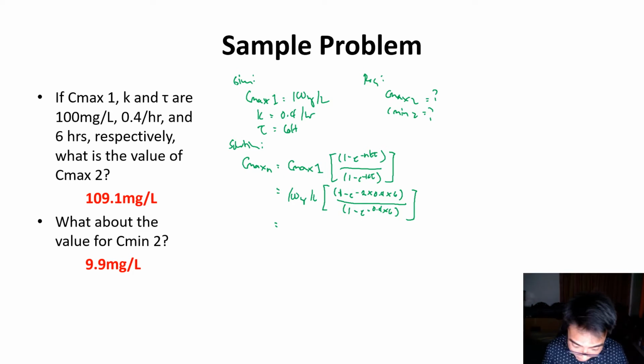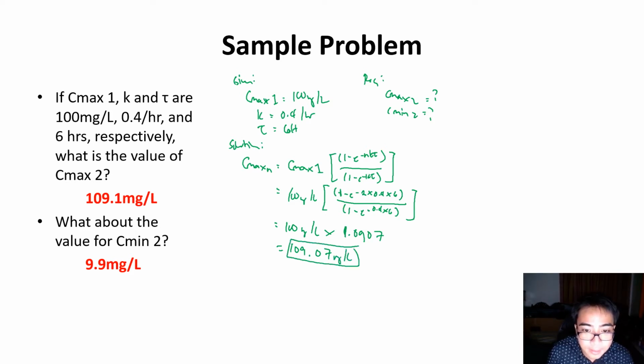Okay. Unahin na natin yung 1 minus E negative 2 times 0.4 times 6 over 1 minus E negative 0.4 times 6. Okay, so this is 100 milligrams per liter times 1.0907. Okay yan. So yun yung accumulation factor. So times 100, obviously, you get 109.07 or 109.1 milligrams per liter. So this is my Cmax 2. Correct?